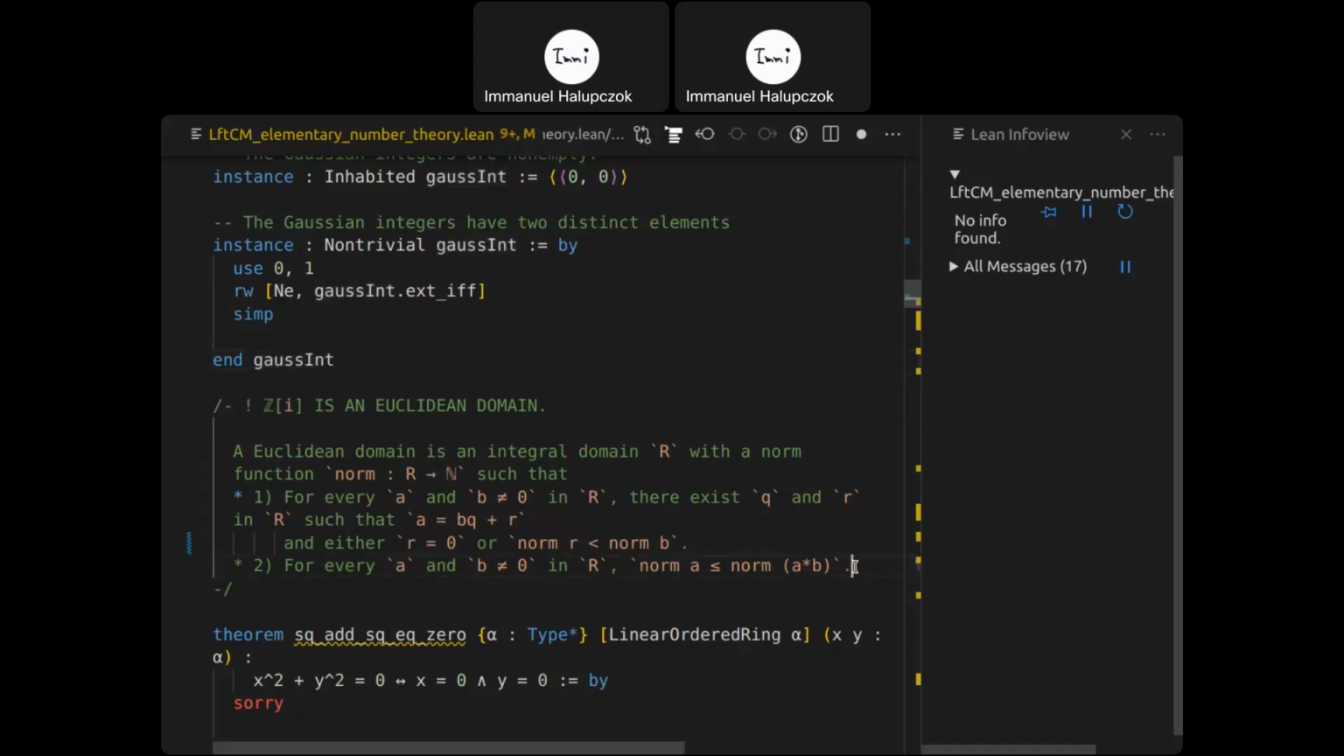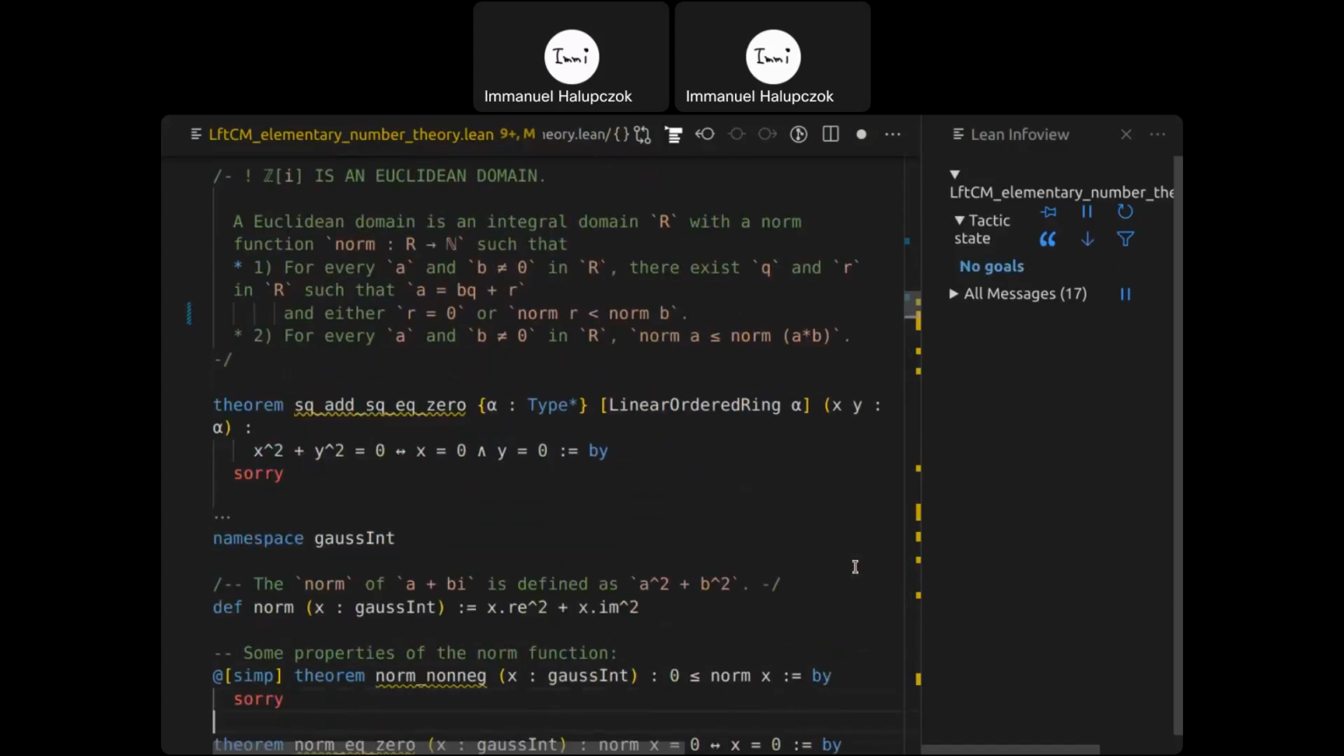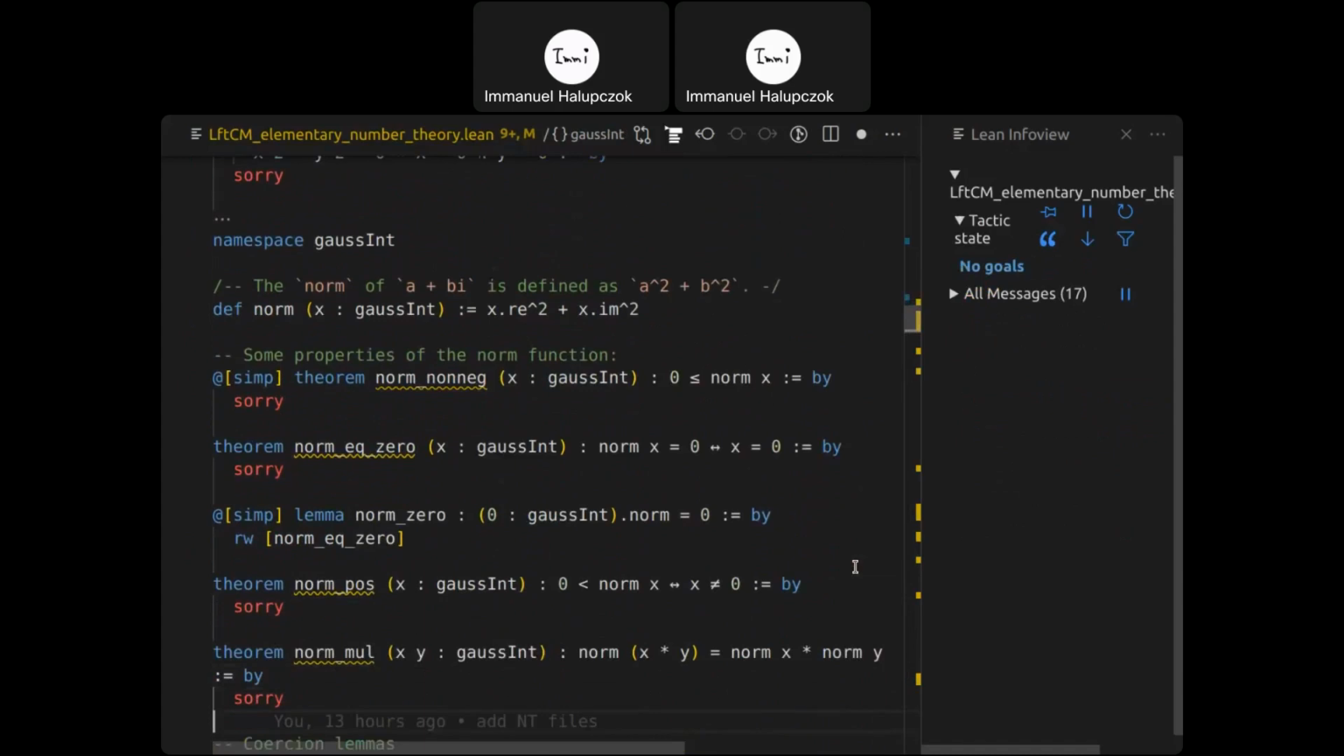Okay, so if we want to prove that the Gaussian integers satisfy this, the first thing to do is define the norm function. In this case, the norm of a Gaussian integer is defined as the square of the real part plus the square of the imaginary part.